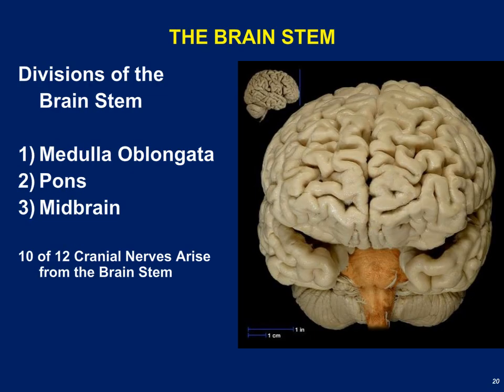Okay, now we're going to go on to talk about the different regions of the brain. And unlike your textbook, which starts with the cerebrum, we're actually going to start with the brainstem, which is sort of the very primitive area of the brain. And the brainstem includes the medulla oblongata, the pons, and also the midbrain. And the brainstem, as I said, is very important in regulating automatic body functions. It's also the site where we have 10 of the 12 cranial nerves arising. And we'll talk more about the cranial nerves in the next lecture.